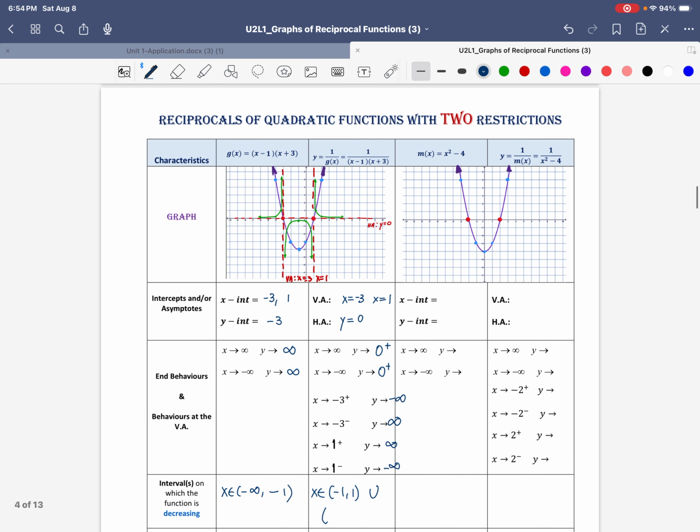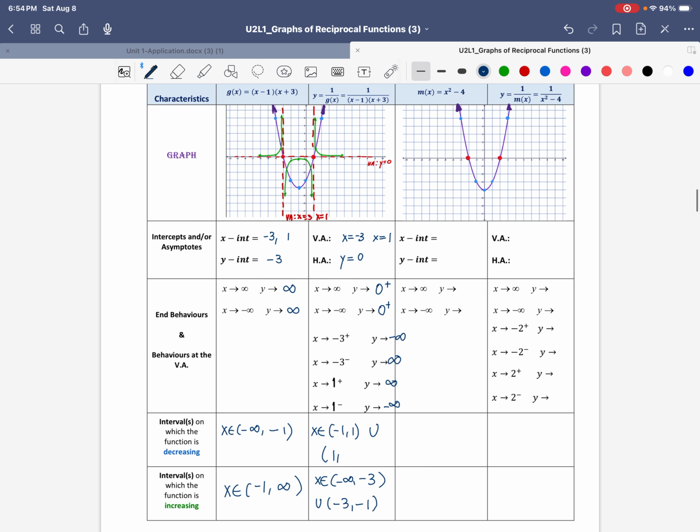And again decreasing from 1 to infinity. So as you can see, wherever the graph of the parabola is decreasing, the function will be increasing. And obviously here we have an interruption because of the vertical asymptote at negative 3. But if this weren't in here, then it would perfectly match the decreasing interval of the parabola.